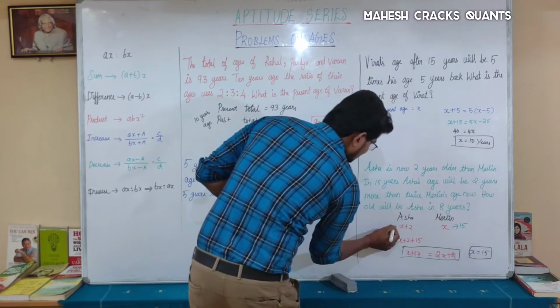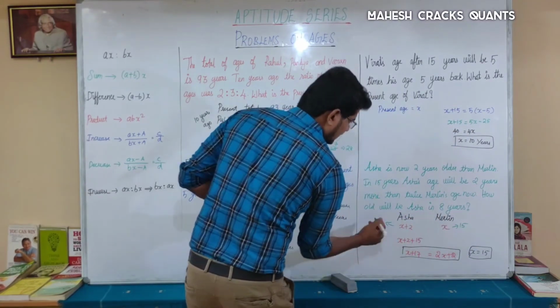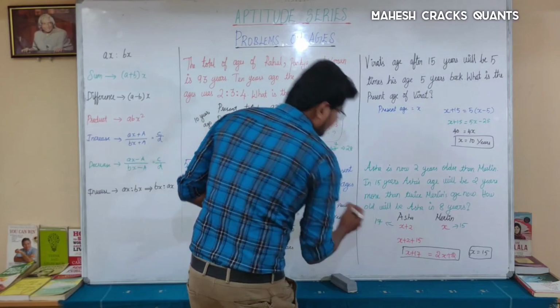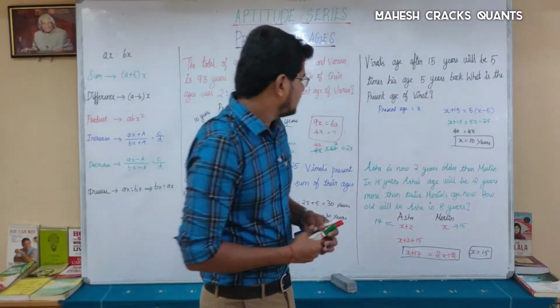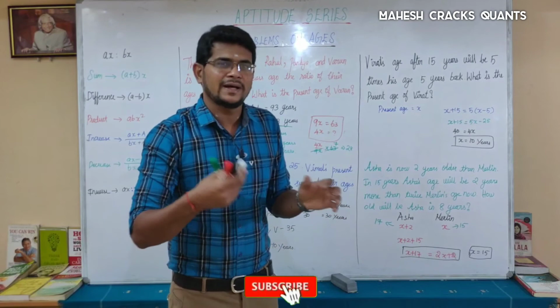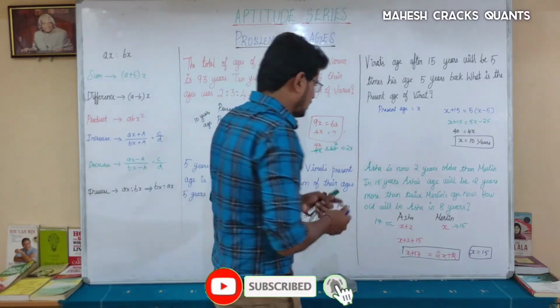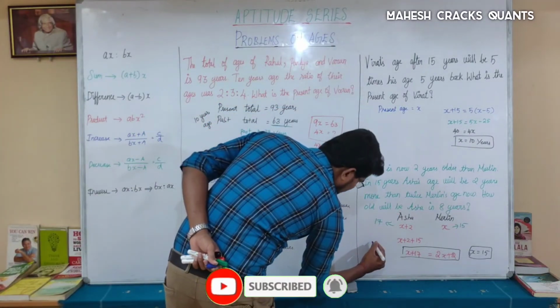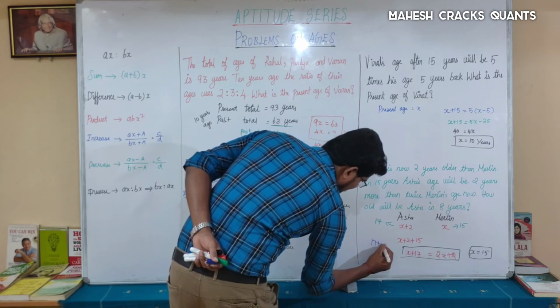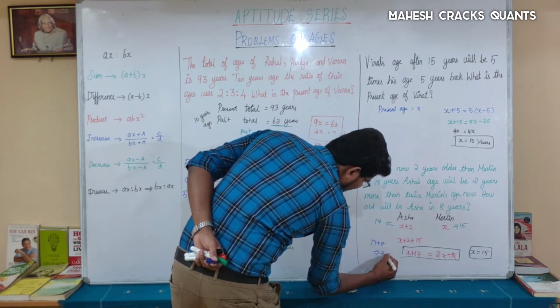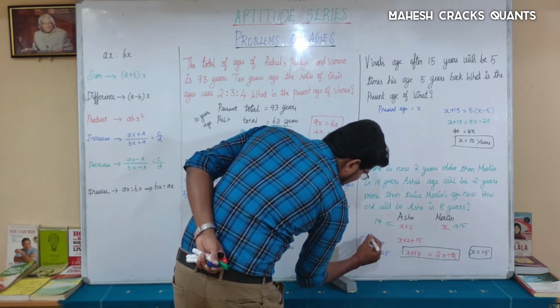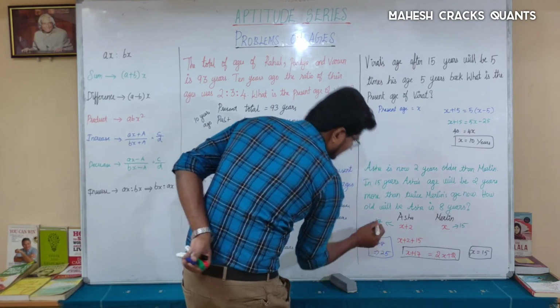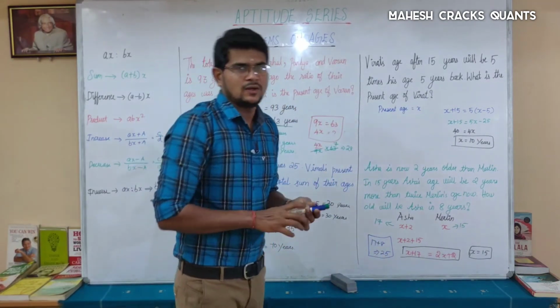What is Asha's present age? x is 15, so x plus 2 is 17. Asha's age in 8 years: you have to add 8 more years to this. So if you add 8 to 17, you will get 25. 17 plus 8 is equal to 25. Asha's age will be 25 after 8 years. Currently, she is 17. Okay.